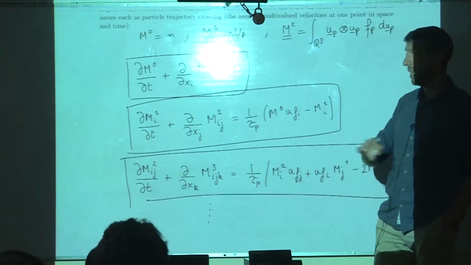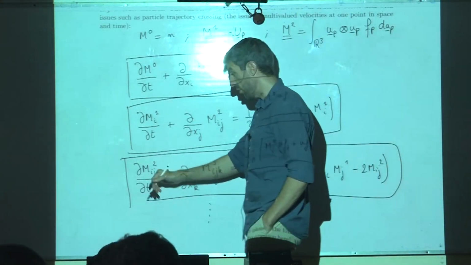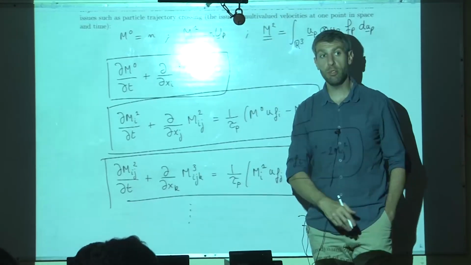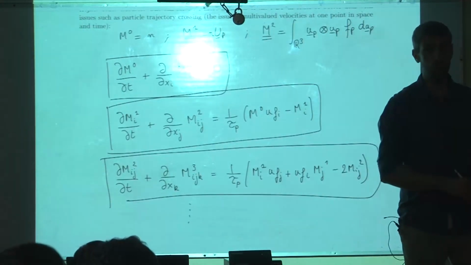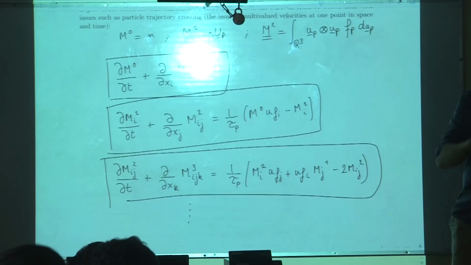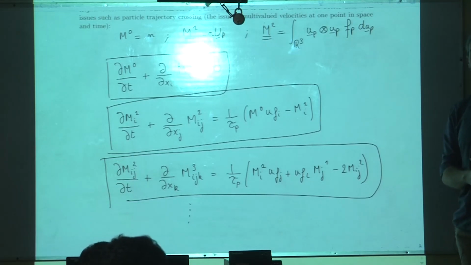If you say, fine, I need the second order moment, so I'm going to solve an equation for the second order moment, this tells you that you still need to solve an equation for the third order moment. So essentially, until you've solved for all the moments, basically until you've solved for the full f of p, you're going to have to deal with some sort of modeling.